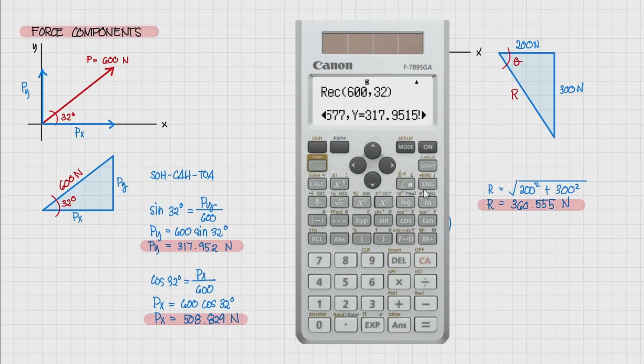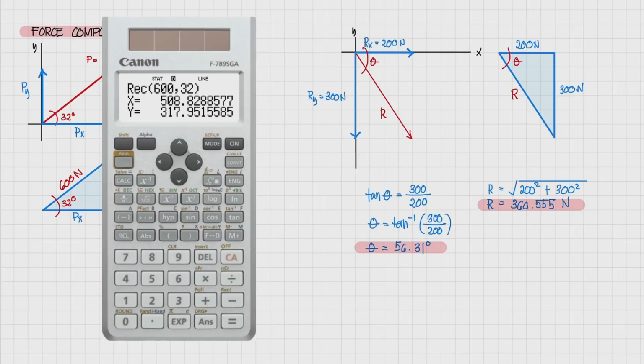There's actually a better way of doing this, just so the presentation looks nicer. Click CA. We're going to change the mode to stat mode, so mode 3. Then you can choose any of these, but you can just click CA. Also make sure that your angle is in degrees, not radians. Same as earlier, it should be in degrees. So we're in stat mode. Same procedure: rectangular, 600, comma, 32 degrees, close the parentheses, and then equal. The presentation is better when you're in stat mode. So you have your x and y components. There you go, force components.